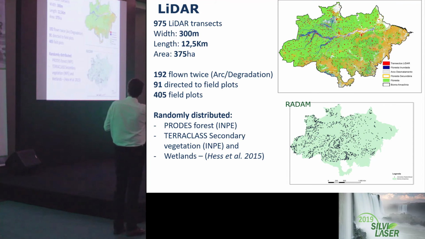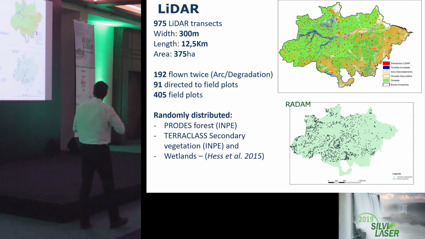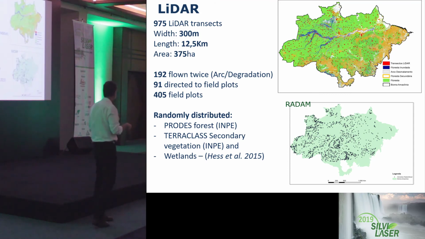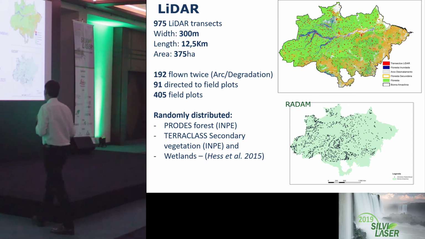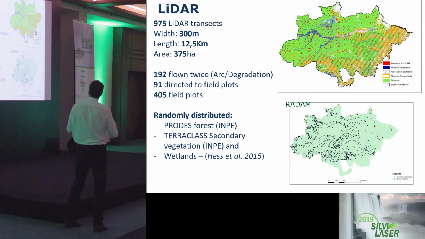The width was 300 meters, and we had almost 1,000 transects of 375 hectares each. So that's basically how we cover the whole region.